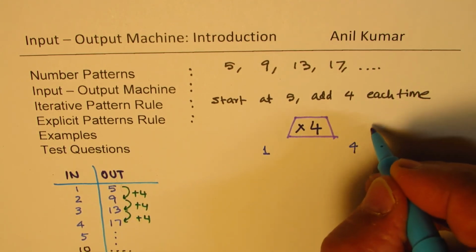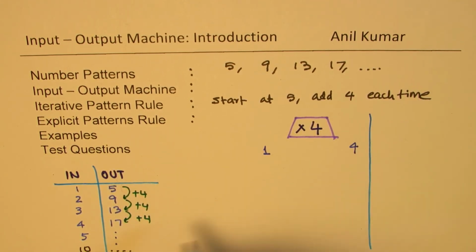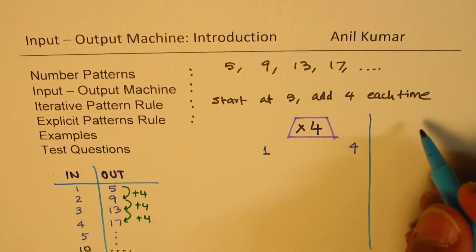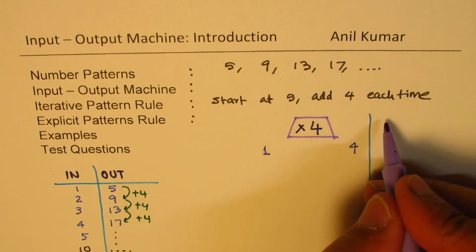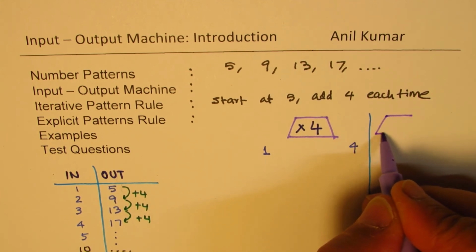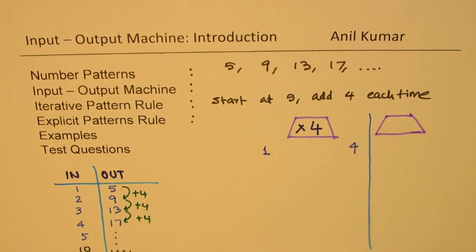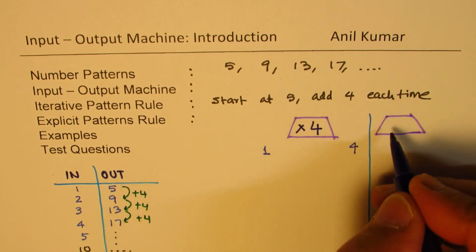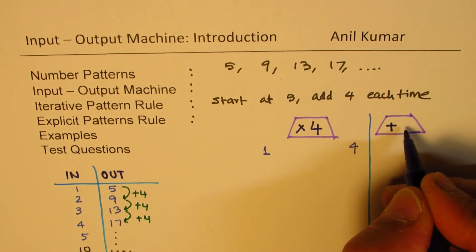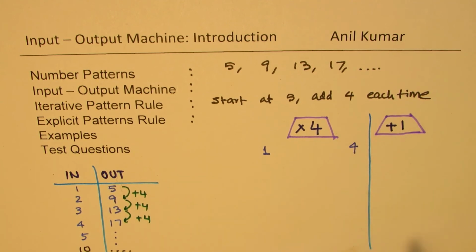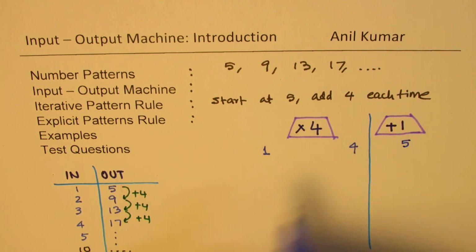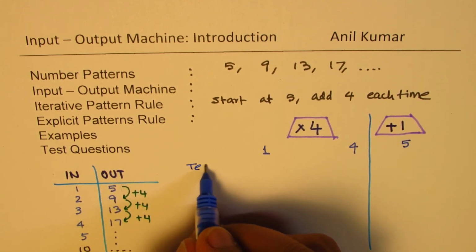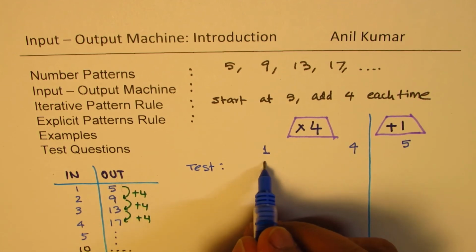get 4 here, correct? So let me just make some tables. So we are doing this operation. And now what? But we want 5. We don't want 4. Oh, so what should I do? Well, I have to add 1 to it. So I say I'll add 1 more machine here, which is going to add 1. So if I add 1 to 4, we get 5. Do you see that?